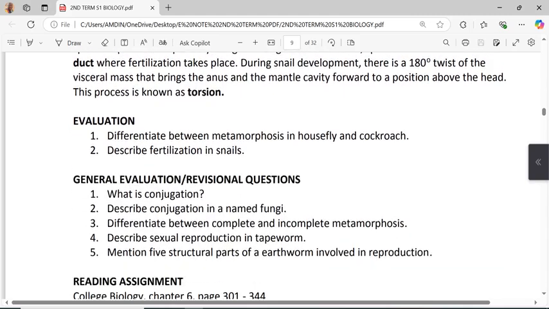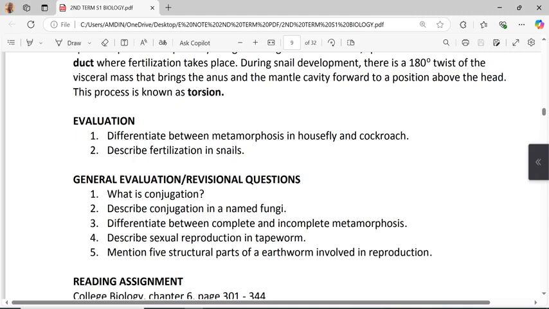Evaluation. Differentiate between metamorphosis in housefly and cockroach. Describe the fertilization in snails. You can rewind the video or pause to read where this process is explained. So to answer that question, you can rewind the video or pause where this is explained and use it to answer the question.